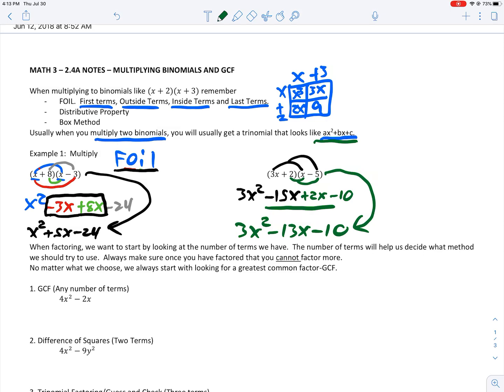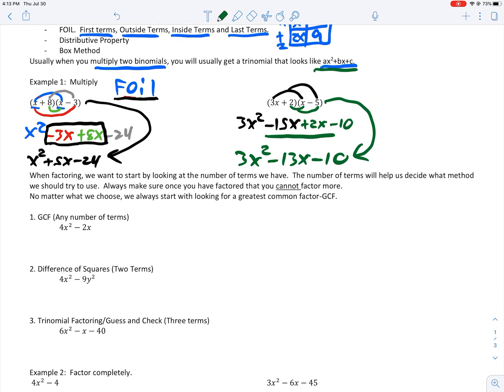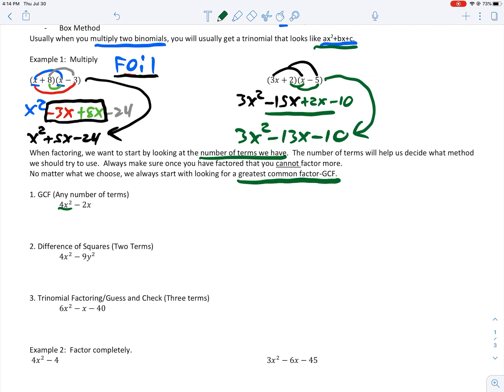Again, why we're going over this, because we're going to get into factoring. And really the way that you check your factoring is with multiplication. Okay, so when we're factoring, we want to first look at the number of terms. So what do I mean by terms? For example, 4x squared is a term. The number of terms is going to help us determine the method. Sometimes you're not going to be able to factor it, but most of the time you will be. But you always want to start by looking for a GCF, a greatest common factor. Why? Because it makes the factoring easier, because you usually get smaller constants, smaller variables.